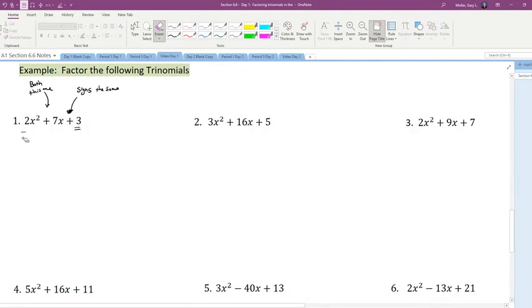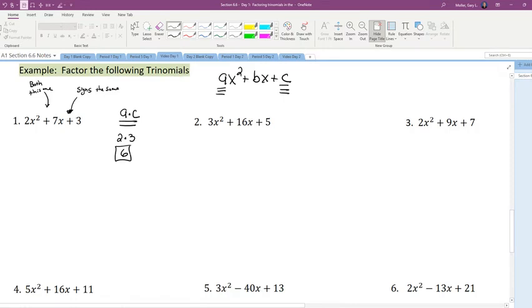The only thing we're going to do different at the beginning is instead of finding the factors of 3, what we're going to do first is what's known as multiplying a times c together. Now, if you remember, we're looking at something in the form of ax squared plus bx plus c. So when I say a times c, I'm talking about the leading coefficient and the constant. So in this case, we're going to multiply 2 times 3 and get 6.